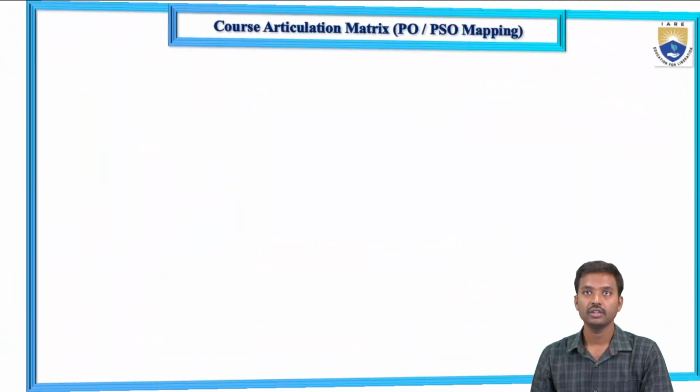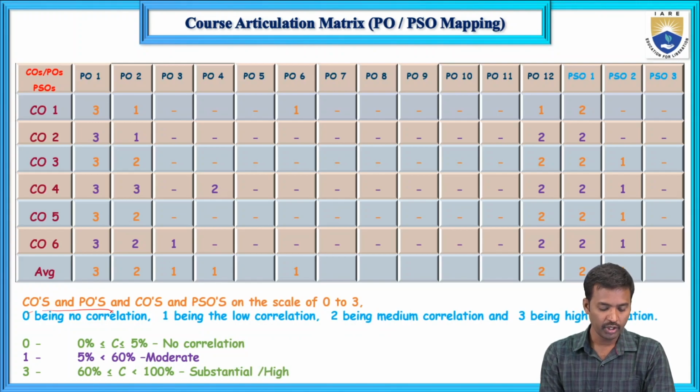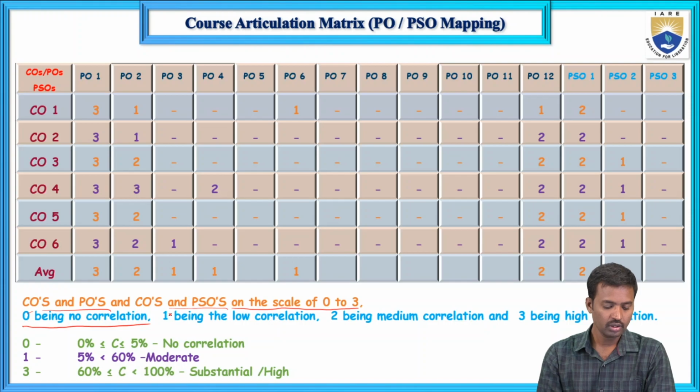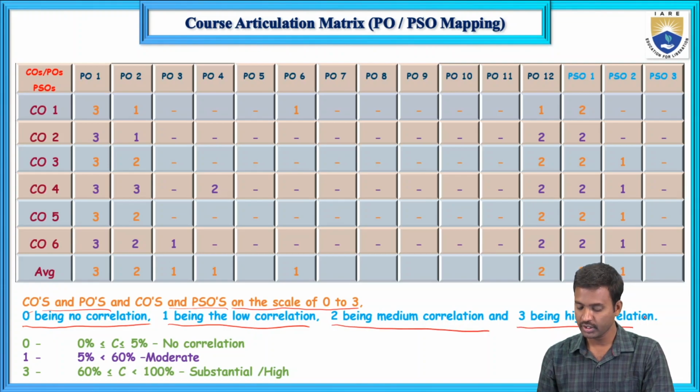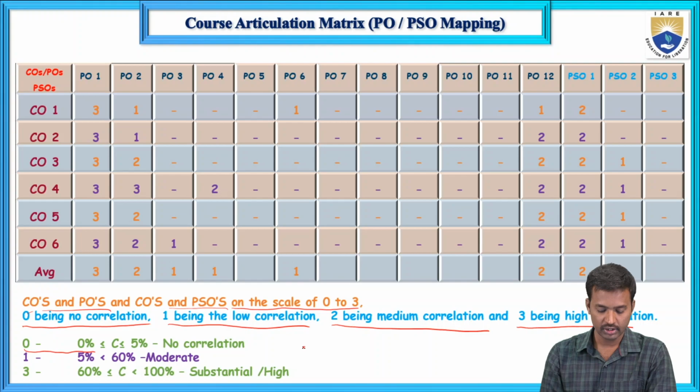And next, COs and POs and COs and PSOs are rated on a scale of 0 to 3 only. Here 0 means no correlation, 1 means low correlation, 2 means medium, and 3 means high. So 0 is for 0 to 5 percent, 1 is for 5 to 60 percent moderate, and 3 is for 60 percent and above, that is high.